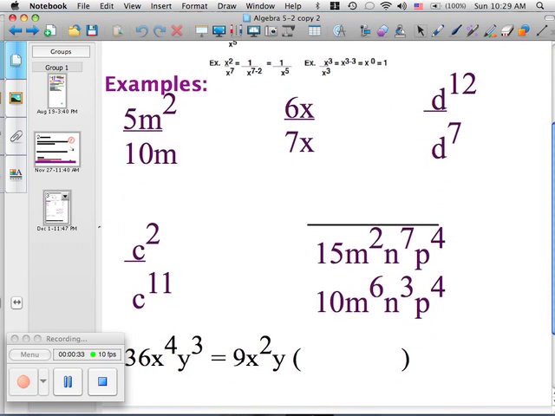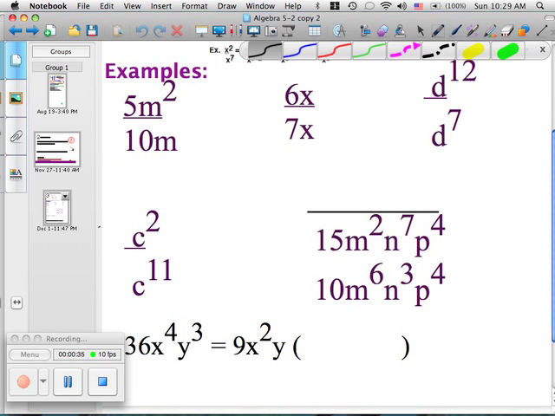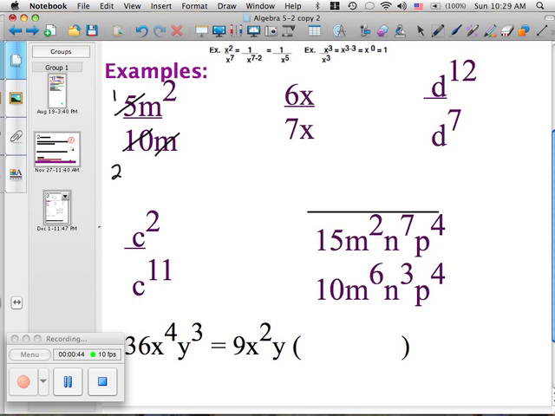So these examples are like the problems that you're going to be doing on your assignment. The first one here, we can cancel: the 5 goes into 5 once and the 5 goes into 10 twice. We can cancel out an m here and one m here, leaving an m. So we have m over 2. Second example, we can cancel out the x here and the x here, and our answer is 6/7.